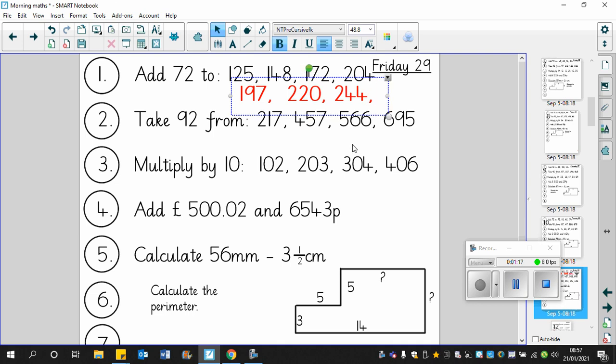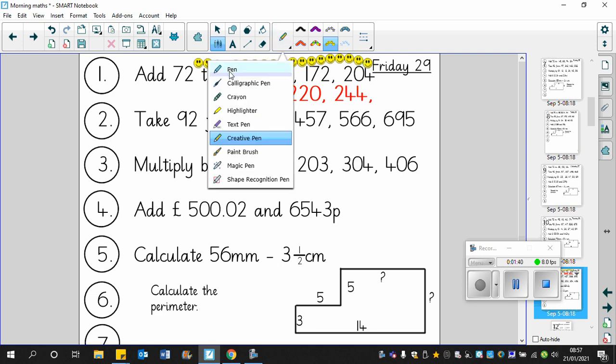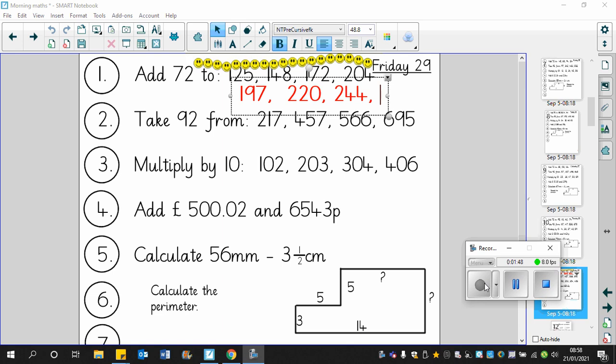And then 204 add 72. Now again, I'm going to mix this up a little bit, because I'm going to take this 4 and add it to the 72. I've still got that funny pen. So 72 add 4 is 76, plus the 200 is 276. Now I need to go back to there, 276. Oops, that's not working because I forgot to click. 276, yes, there we go.